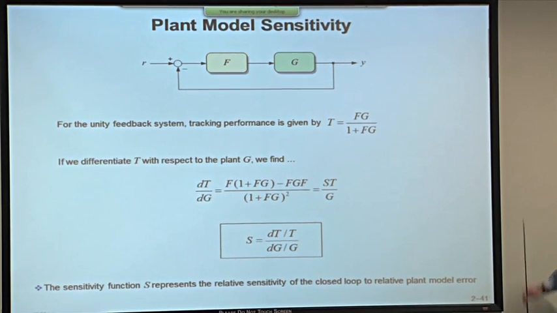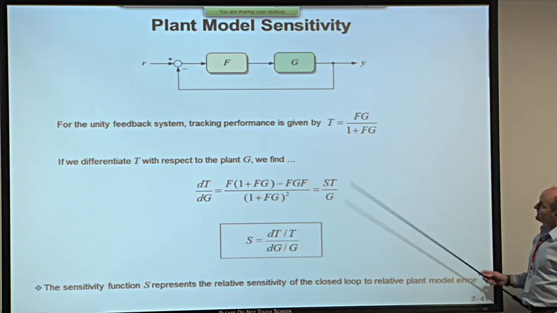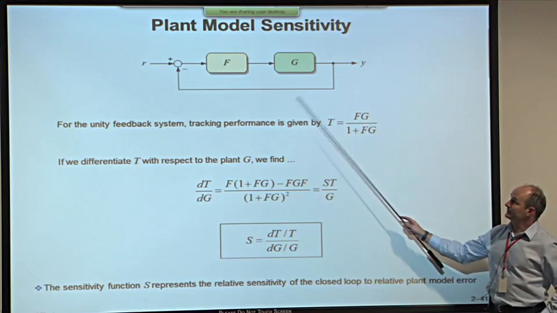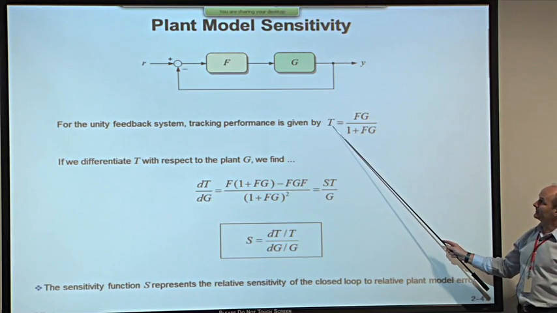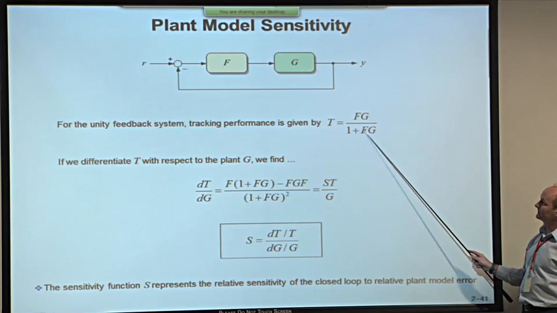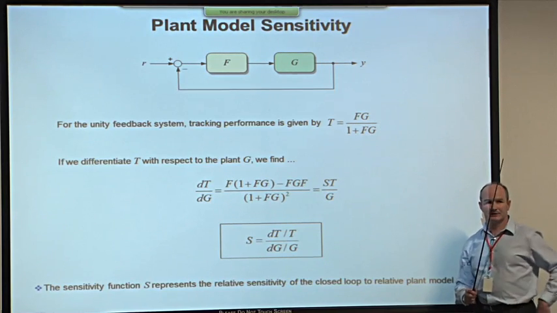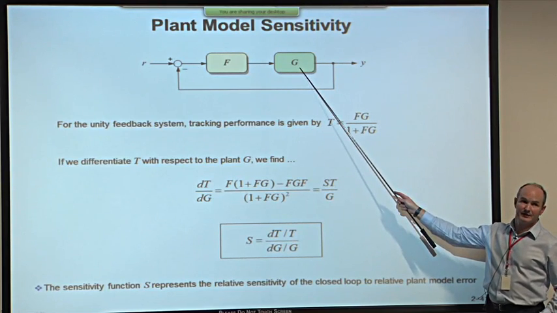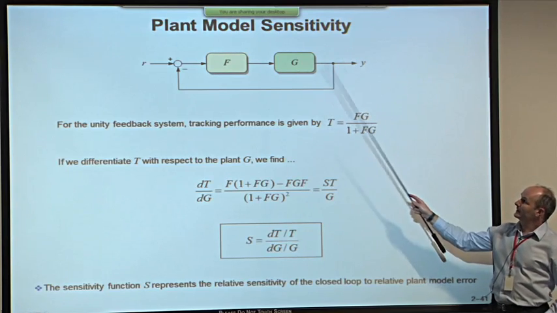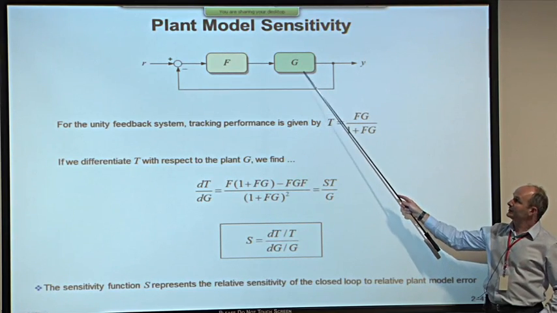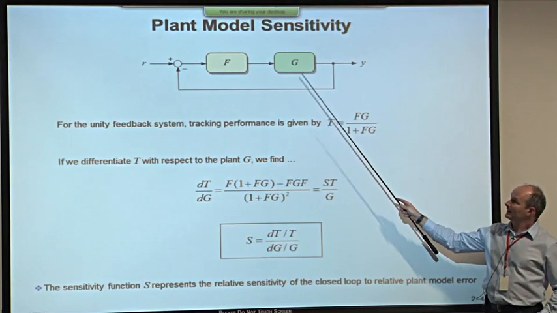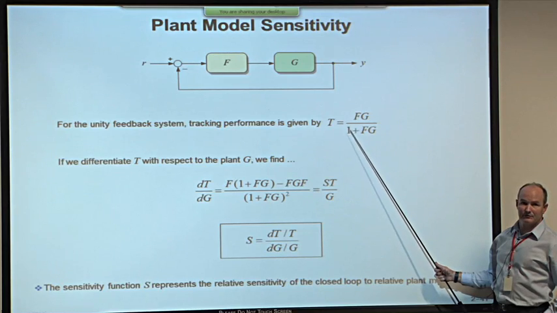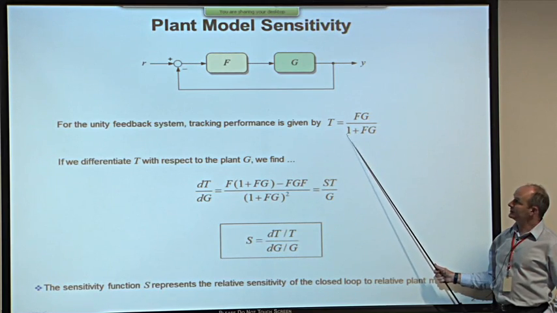Now, there's another way of looking at the sensitivity function, and it's this. If you take the closed-loop transfer function, which in this case, because it's unity feedback, is the complementary sensitivity function, it's f times g divided by 1 plus f times g. Now, I might be interested in how this thing behaved with variation in g. In other words, how good am I at tracking a reference input when g is not quite what I thought it was? Well, in order to work that out, I would differentiate this with respect to g. That would tell me the sensitivity of t on a change in g.